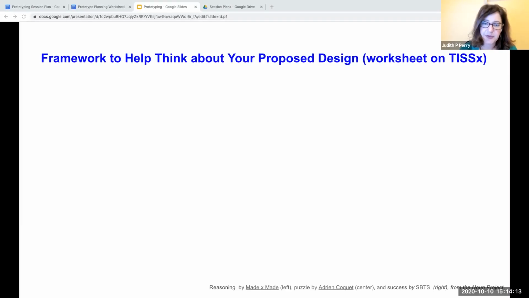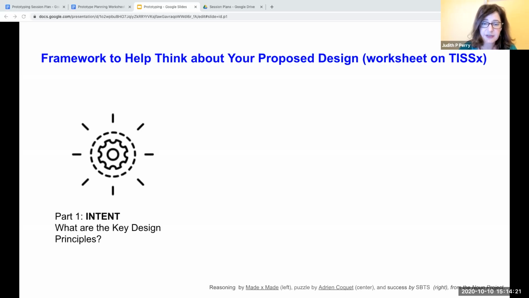This framework is to help as a way to organize your thoughts. We've broken it into three parts. The first one is really to think about what approaches your design will embody. These might be underlying themes, things like perhaps creativity, collaboration, hands-on learning, student choice and agency. What are the underlying approaches or strategies that you're using in your design? So think a bit about that.